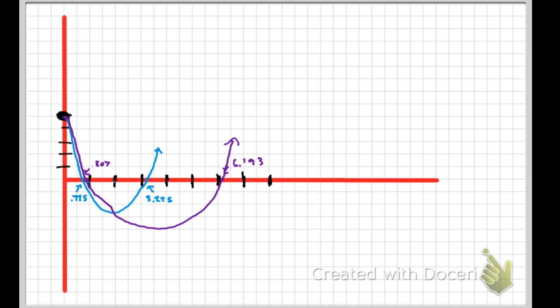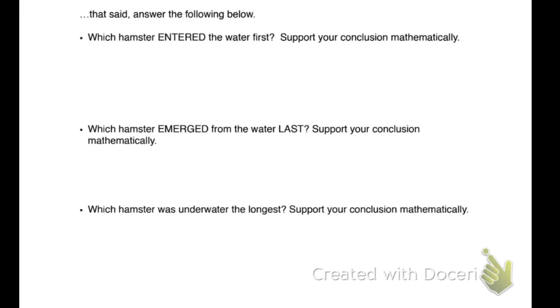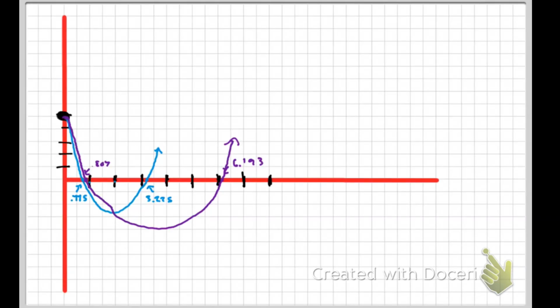Okay, now going back to answering those questions. I know all the work is here. You should be doing yours on a separate sheet of paper. Going to this first question, I'm actually going to erase all this work. You guys should have it written down. Which hamster entered the water first? Support your conclusion mathematically. Again, blue is f of x, and purple is g of x.